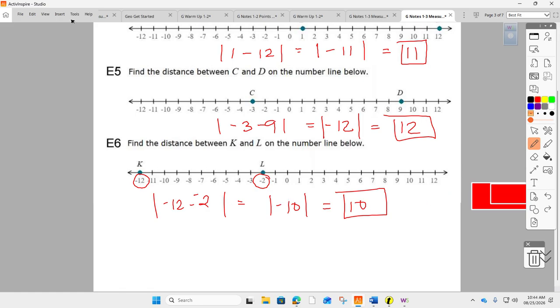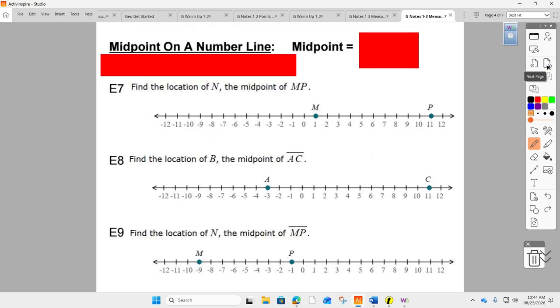Anybody else? All right, we're moving on to 6. So we know how to find the distance, how far it is between M and P on, for example, 7. But how do we find the point that's in the middle? So midpoint just means the middle point, the middle point between those 2 points that are marked on the number line. Well, we could count, once again. We could count from 1 to 11, figure out that distance, and then we could split it, right? But there's also a formula.